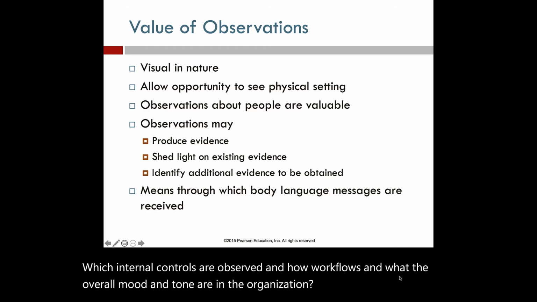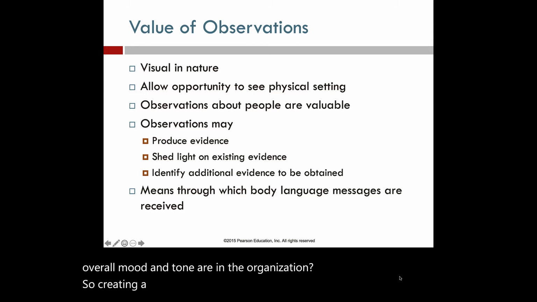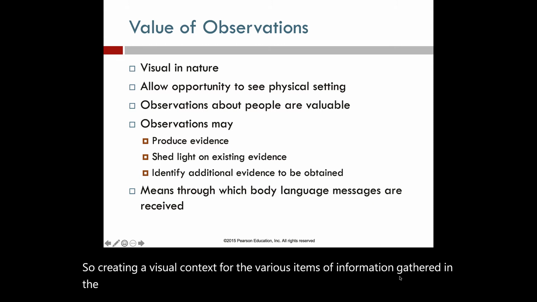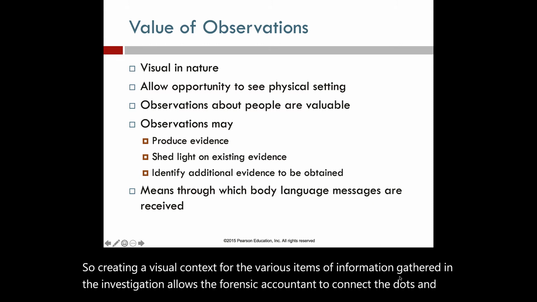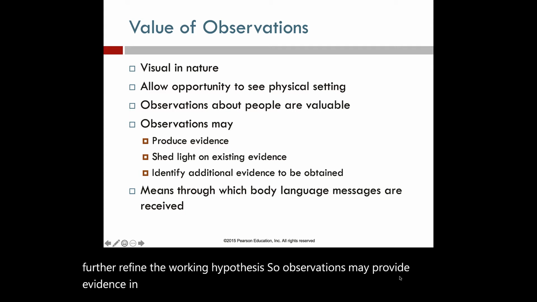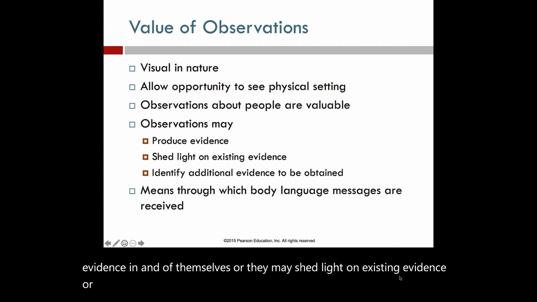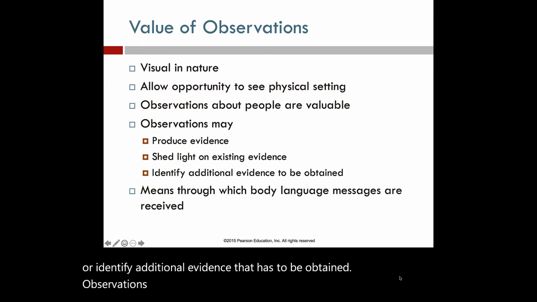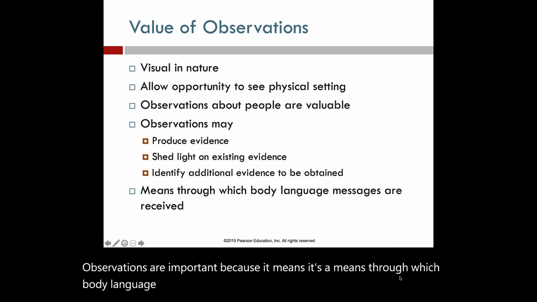So creating a visual context for the various items of information gathered in the investigation allows the forensic accountant to connect the dots and further refine the working hypothesis. Observations may provide evidence in and of themselves, or they may shed light on existing evidence or identify additional evidence that has to be obtained. Observations are important because they are a means through which body language messages are received.